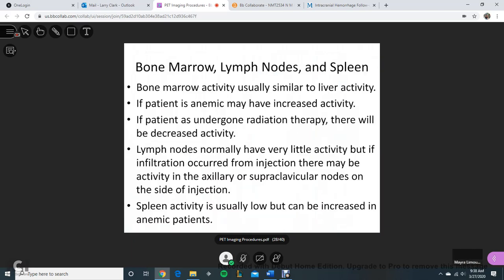All right, now we're going to go into bone marrow, lymph nodes, and the spleen. The bone marrow activity usually is similar to the liver activity. If the patient is anemic, they may have increased activity. If the patient has undergone radiation therapy, there'll be decreased activity. Lymph nodes normally have very little activity, but if infiltration occurs from injection, there may be activity in the axillary or supraclavicular nodes on the site of the injection. Spleen activity is usually low, but can be increased in anemic patients.